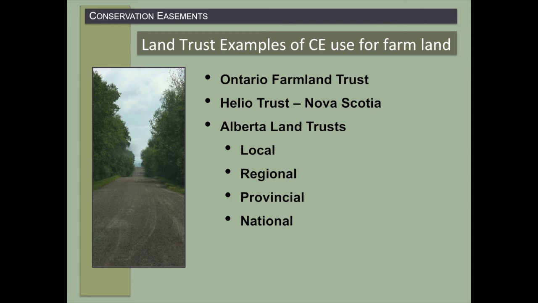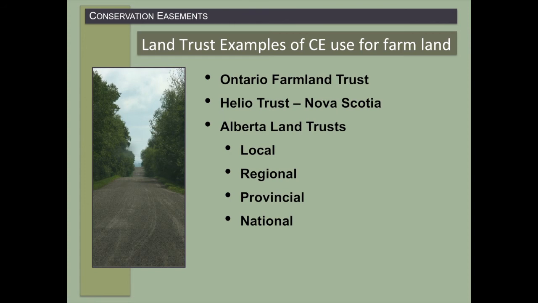Helio Trust doesn't have the legislation to back them, and the easements that happened on their properties were done to devalue the land in order to transfer it to younger farmers, so that they knew it would stay as farmland, and it's gone into a mentoring program. So they have blogs and all sorts of information to help younger farmers get involved with local food movements and things like that.